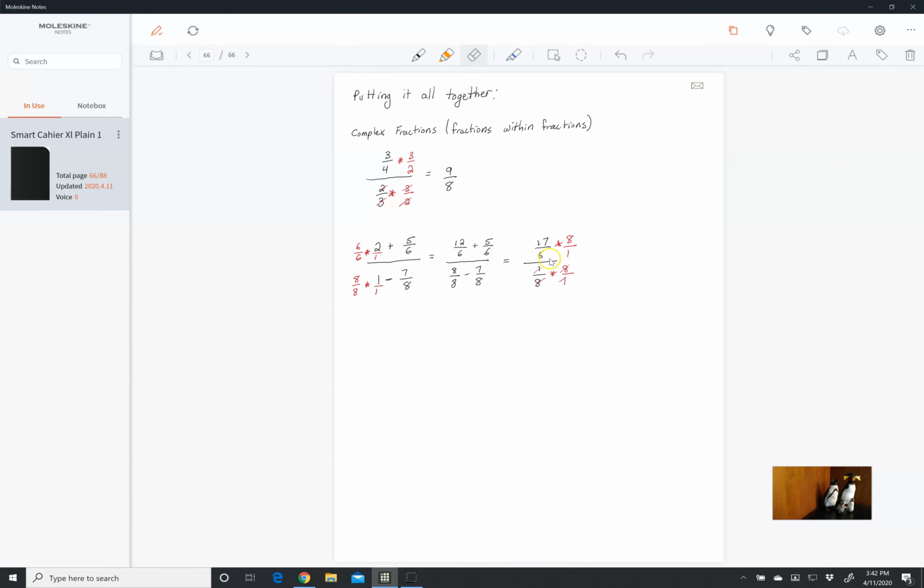That's what's happening here. 6 and 8 are both divisible by 2. So we could divide both of these by 2, and this is a 3 and this becomes a 4. So we're saying 6 and 8 are both divisible by 2. That's how we're getting that 3 and 4.